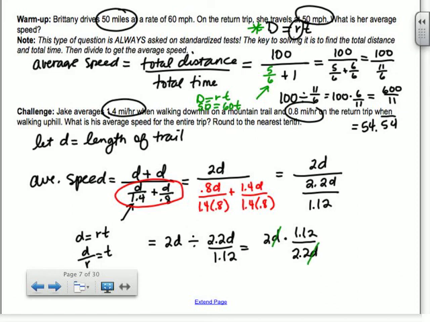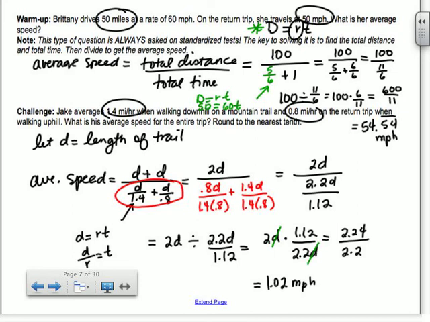So it didn't matter what distance you went, because it's the same for both anyway, and it ends up not mattering. All right, so you get 2.24 divided by 2.2. So somebody find that. 1.02. Okay, and it's in miles per hour. This last one was in miles per hour too. All right, makes sense?